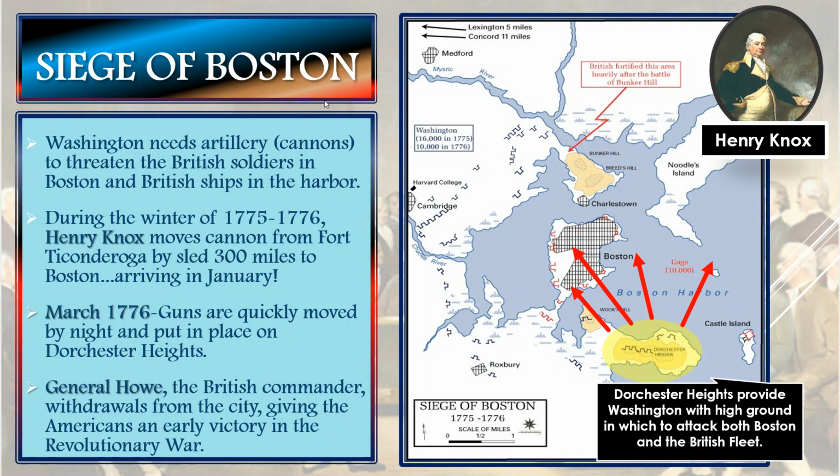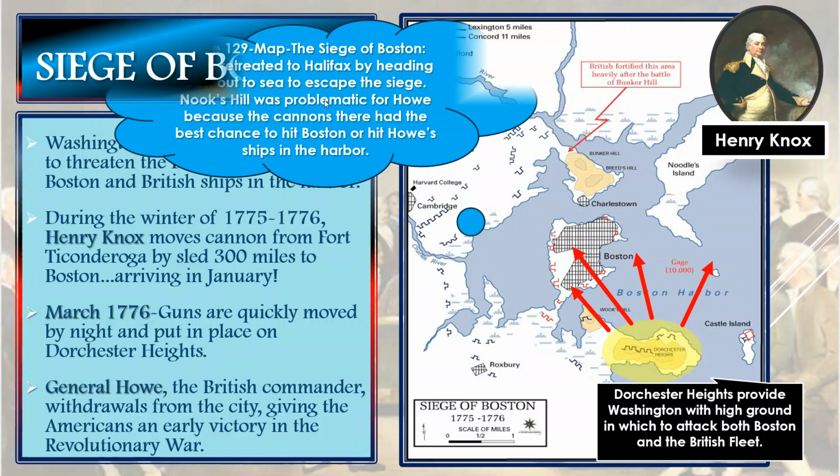General Howe, the British commander, is going to withdraw from the city, giving the Americans an early victory in the Revolutionary War. I got a little picture of Henry Knox for you, too, so you know what he looked like. So page 129 has a map on it as well that shows this. So if you turn back to page 129, in the siege of Boston, Howe retreated to Halifax by heading east out to sea to escape the siege.